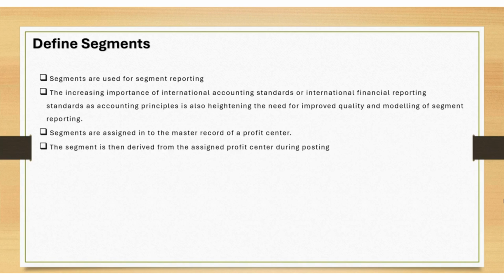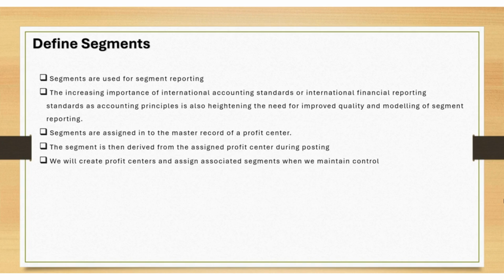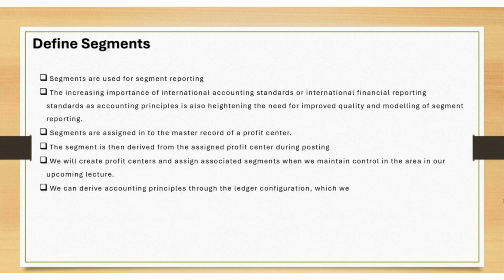profit center. The segment is then derived from the assigned profit center during posting. We will create profit centers and assign associated segments when we maintain the controlling area in our upcoming lecture. That's what I mentioned. We can derive accounting principles through the ledger configurations, which we define in the ledger settings in our upcoming lecture. So that's what I have to demonstrate to you as well, and how we can configure the ledger in SAP S/4HANA Finance. Because again, it is something which we have to do in order to work on SAP S/4HANA sourcing and procurement.